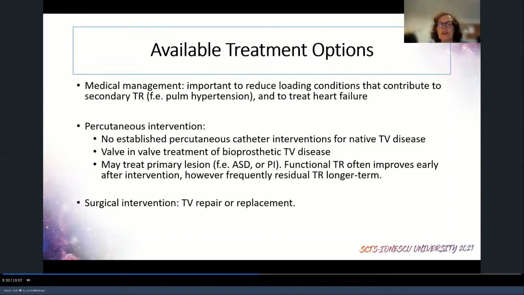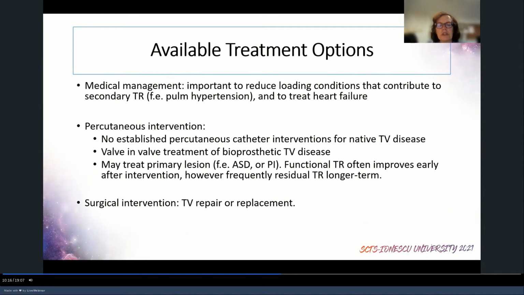Percutaneous intervention has no established role for native tricuspid valve disease, but is increasingly used for valve-in-valve treatment of failing bioprosthetic valves. Percutaneous intervention can be useful to treat the index lesion that causes secondary tricuspid regurgitation. For example, the closure of an ASD percutaneously will reduce the volume load. Interestingly, functional tricuspid regurgitation often improves early after intervention, but rarely totally disappears. And frequently there is residual moderate TR present in the longer term.